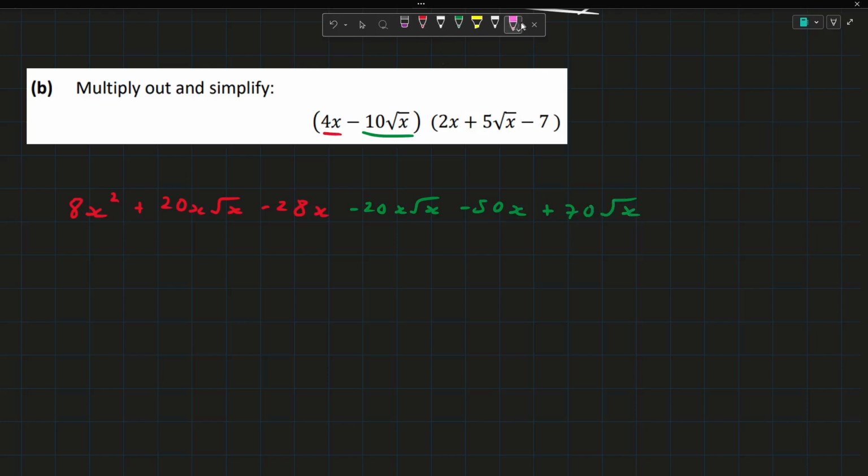Now what we can do is we can collect like terms. So you can see here we have an x root x term, and here we have an x root x term. They actually quite nicely cancel each other out.